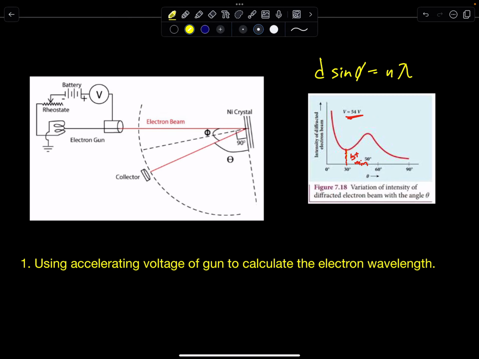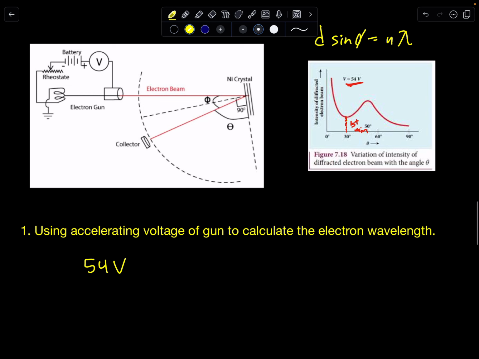If my accelerating voltage was 54 volts, what would be the wavelength of that electron? So what would be the wavelength? You can try to stop that right now and see if you can do the calculations from what we learned before with the de Broglie wavelength. But we can move on right now.